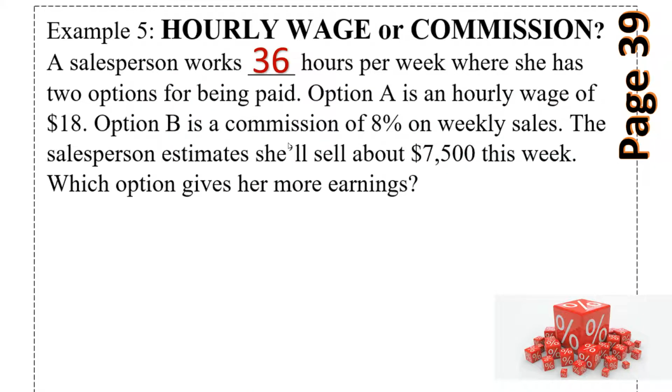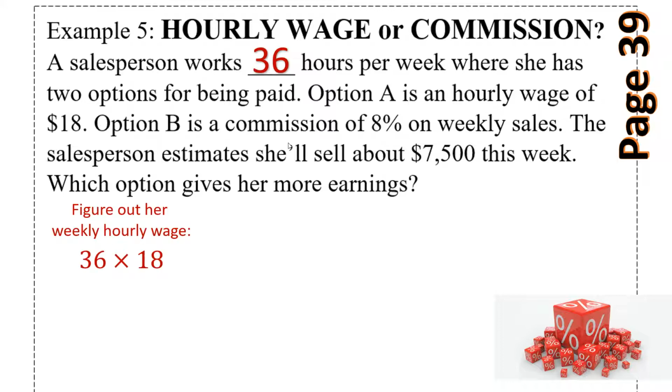Therefore, we're going to look at this example on page 39, hourly wage or commission. So a salesperson works 36 hours per week, where she has two options for being paid. Option A is an hourly wage of $18 an hour. Option B is a commission of 8% on weekly sales. The salesperson estimates she'll sell about $7,500 this week. Which option gives her more earnings?